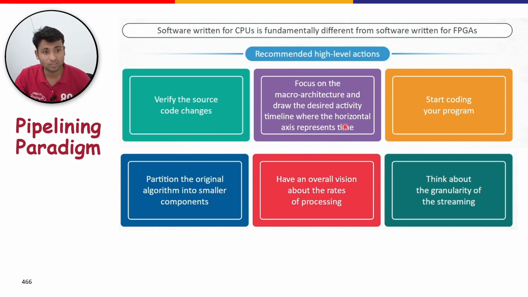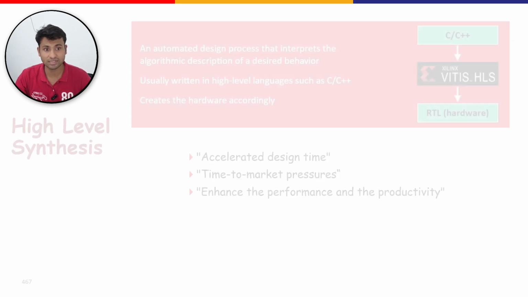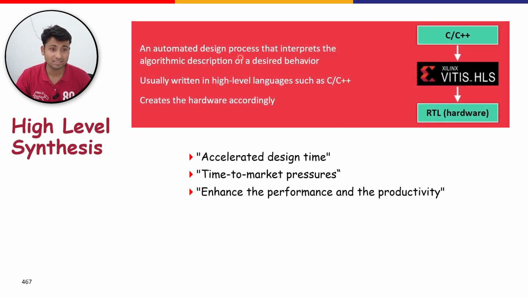Now with the three paradigms for programming FPGAs in our mind, let's look at what high-level synthesis is in detail. High-level synthesis is an automated design process that interprets the algorithmic description of a desired behavior. It is usually written in high-level languages such as C or C++, and creates the hardware accordingly. These algorithmic based approaches are popular due to accelerated design time and time to market pressures. Users can also enhance the performance and the productivity.